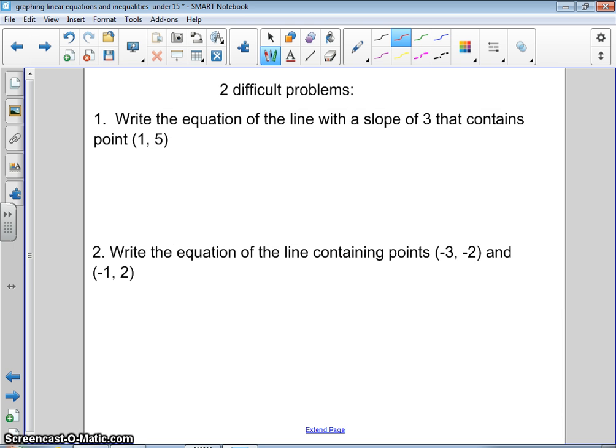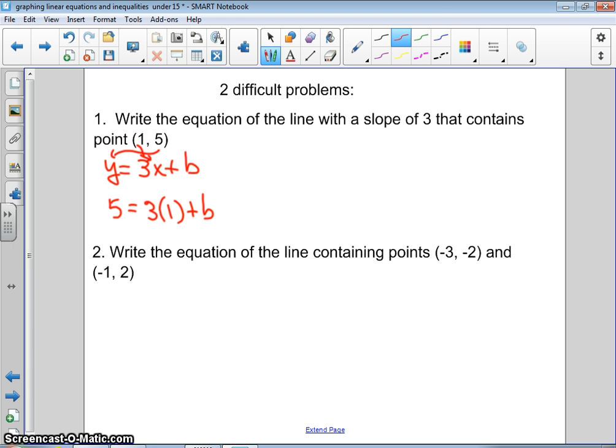We've got 2 more tough questions here, like you might see on an SOL test. The first one says, write the equation of a line with a slope of 3. I already know that y is equal to 3x plus something because the slope is 3. What I don't know is the y-intercept, but they give me a point on the line, and since they give me a point on the line, I can solve for b. I'm going to put 5 in place of y and 1 in place of x. So it's going to be 5 is equal to 3 times 1 plus b. I'm sure you already know the answer in your head. b is going to have to be 2 here.